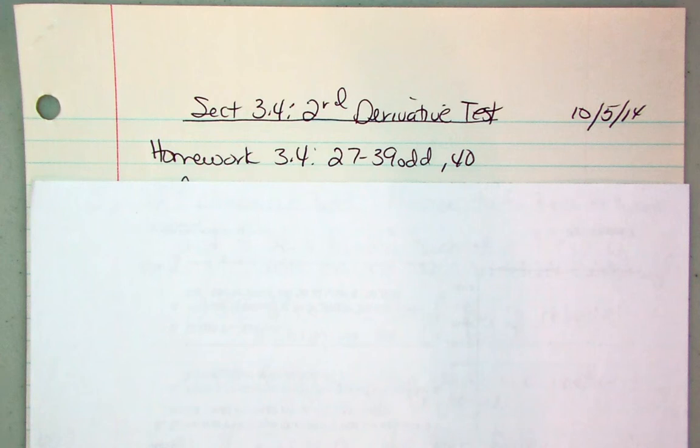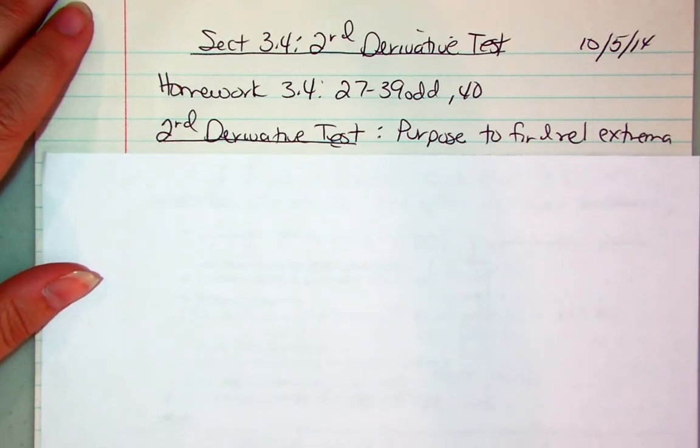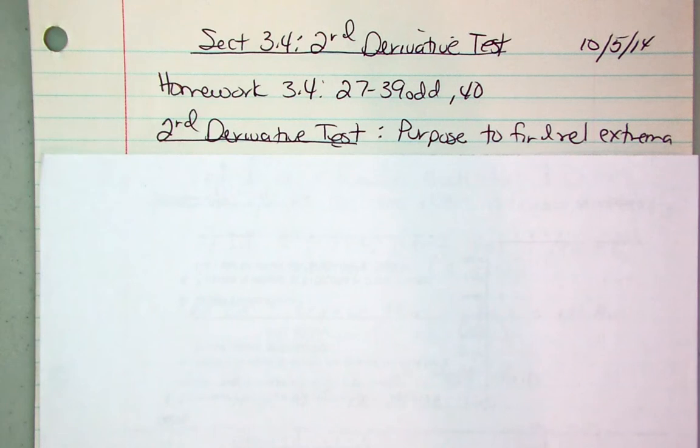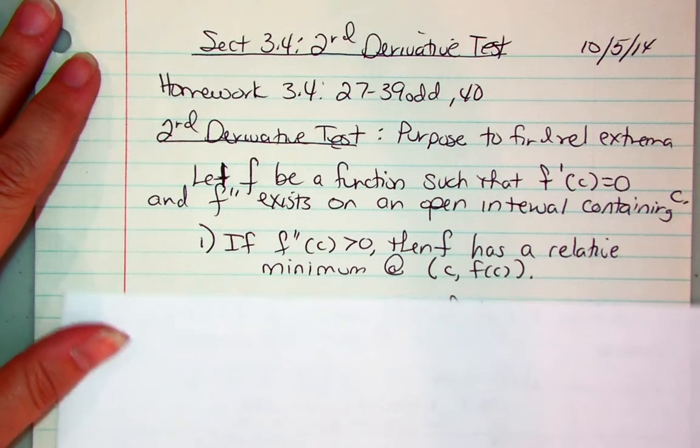Tonight's video is section 3.4, the second derivative test. Your homework from this is 27 through 39 odd and question number 40. The purpose of the second derivative test is to find relative extrema. So let's go ahead and go through this.